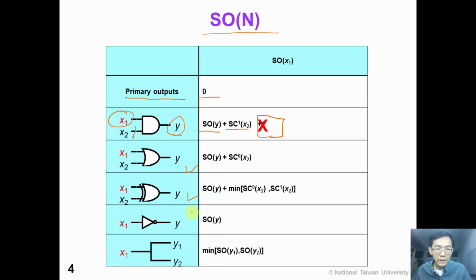We will skip the details for the other gates. For a fan-out branch, if we want to observe the fan-out stem x1, we need to observe only one of the fan-out branches. So we take the minimum of SO of y1 and SO of y2. This is similar to the case for combinational scope.